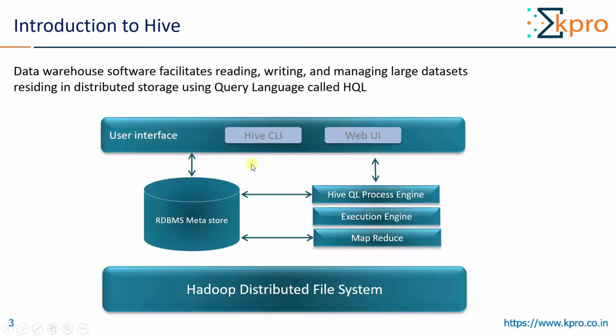User will fire a query through Hive CLI or Web UI and it will be sent to Hive QL process engine. Lot of optimization will happen and finally it will be converted to MapReduce job and it will be executed on the cluster like any other MapReduce job. And finally the result will be returned to Hive CLI or Web UI wherever the query was fired.